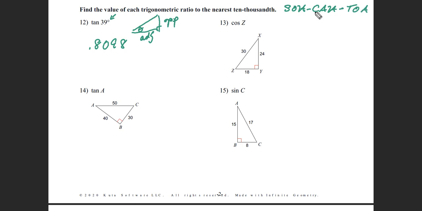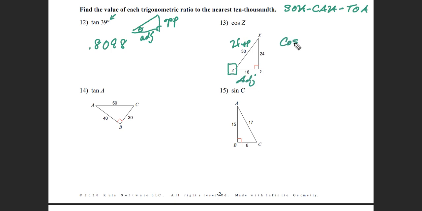All right, so cosine is the ratio between the adjacent and the hypotenuse. So if we're sitting at Z, the adjacent side is going to be 18. Remember, it's always easiest to label that hypotenuse first, because in every example, the hypotenuse is going to be opposite that right angle. So here's the hypotenuse, and that means the adjacent side, which means right next to, is going to be this side. Not the hypotenuse, but the other one that's right next to it.